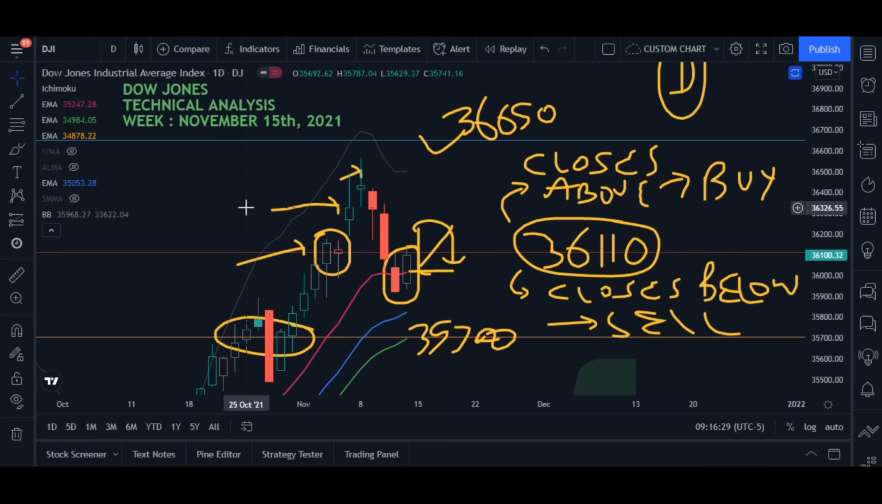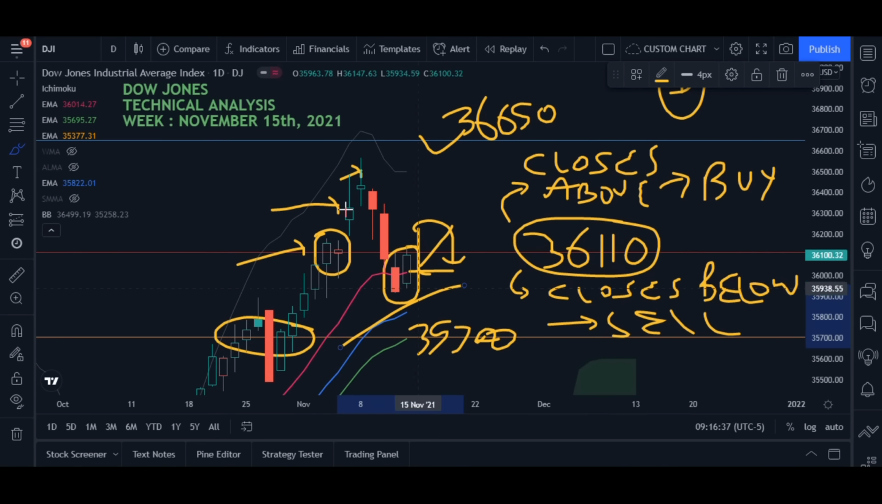Now, technical analysis. If we do the technical analysis here, the market has closed above the median of the Bollinger Band, which means the market is bullish. The market has also closed above these three moving averages, which fan out, so the market is bullish.